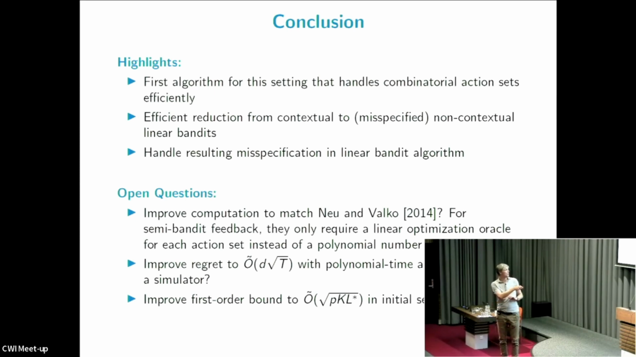Another question is whether we can improve the regret further even if we don't have access to a simulator. And finally, in terms of first order bounds, I would like to know that P and K can both be moved under the square roots. Even with an inefficient algorithm, this isn't known yet. So it's sort of a pet peeve of mine to figure this out. Yeah, so that's it. Thanks very much.